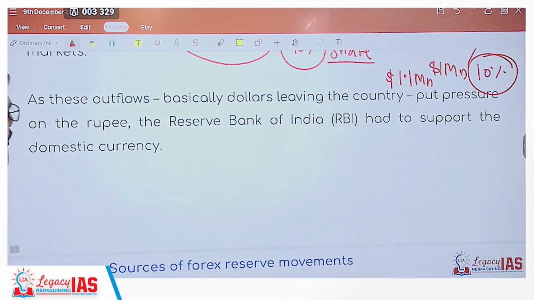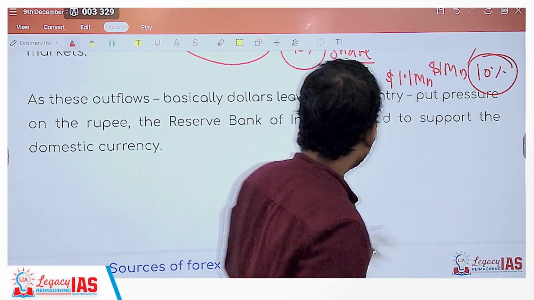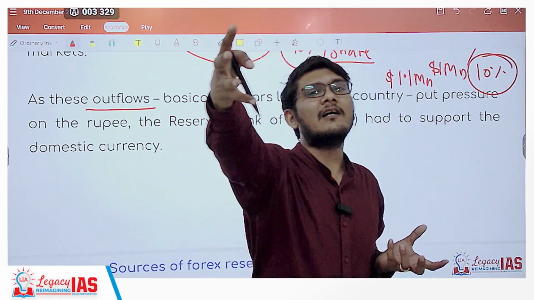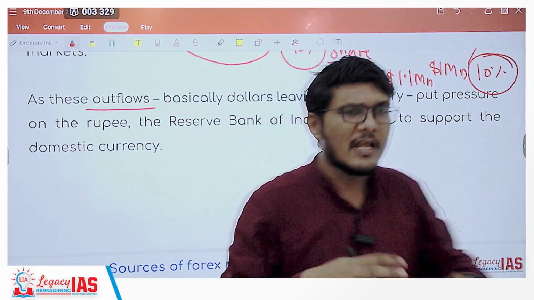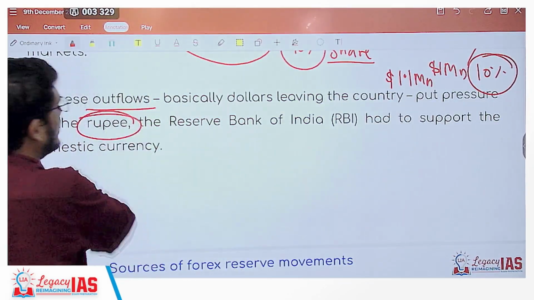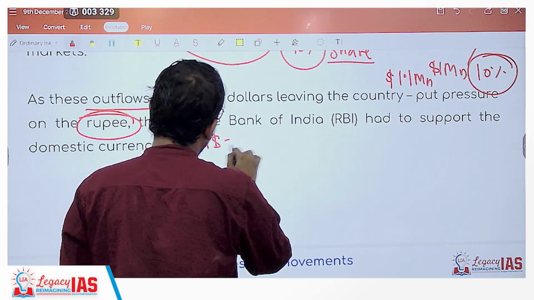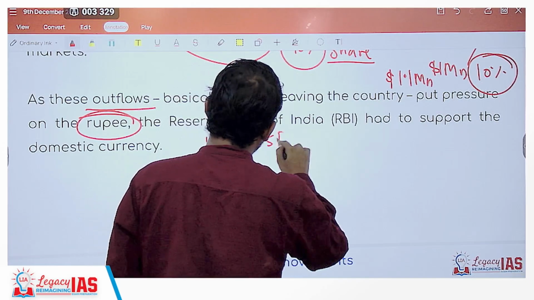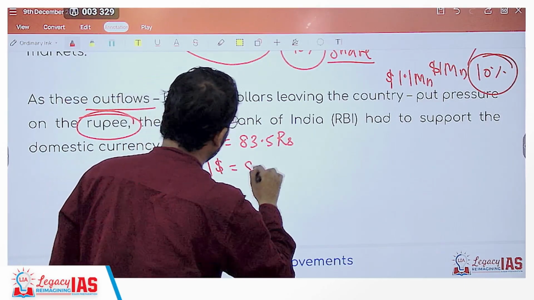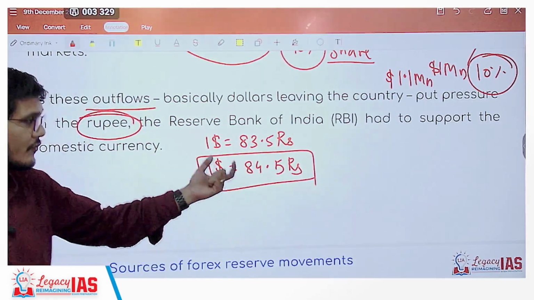The other reason was that these outflows lead to a domino effect. Outflows means the dollar was leaving the country. That means less amount of dollar was present. When less amount of dollar was present, it was putting pressure on the rupee. Means what? If $1 was 83.5 rupees, putting pressure on the rupee means the value of the rupee is going down, so $1 will now become, let's say, 84.5 rupees. Means the value of the rupee has gone down. This is what was happening.